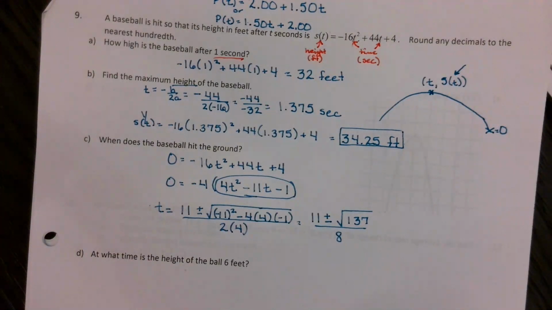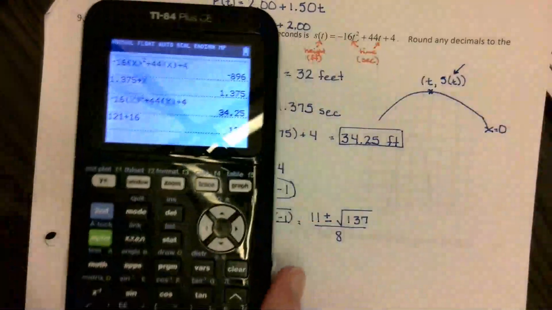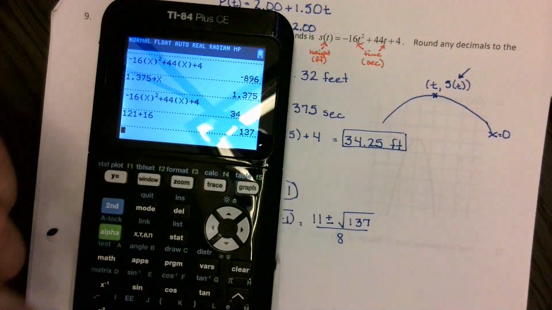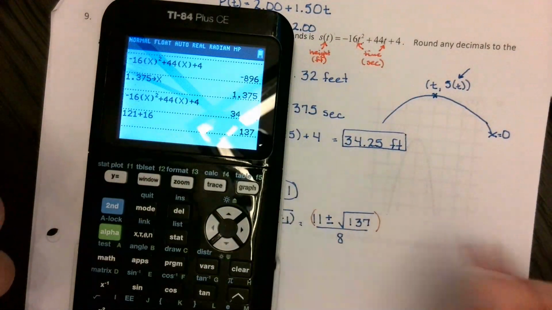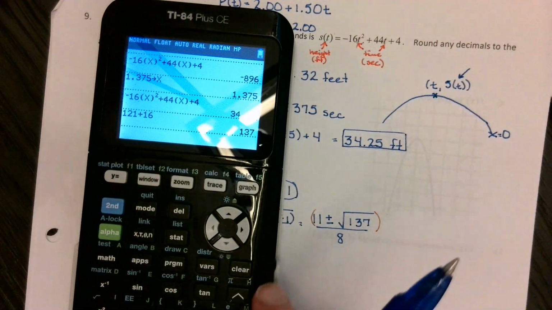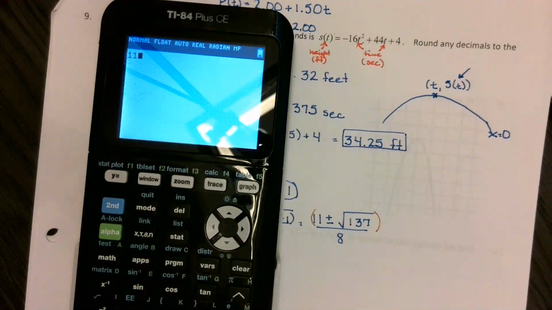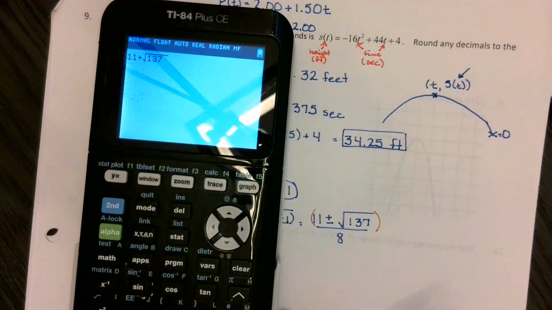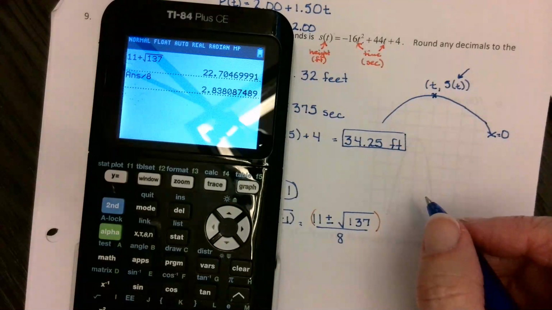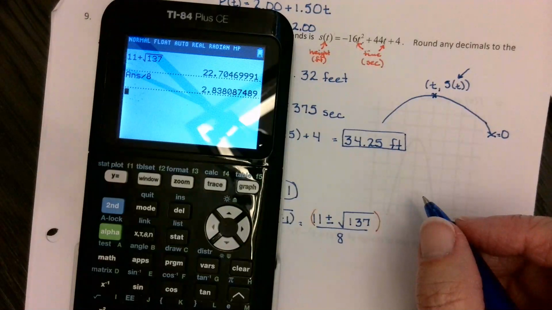121 plus 16, 137. Okay, so now if you're going to do all of this at once, you need to put this in parentheses. Anytime there's more than one thing in the top or bottom, you have to put it in parentheses. Now me, I'm just going to do 11 plus square root of 137, hit enter, and now I'm going to divide it by 8. And so I get 2.8 seconds. And I'm looking at my answers. It has 2.7.